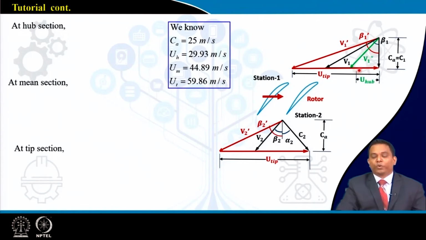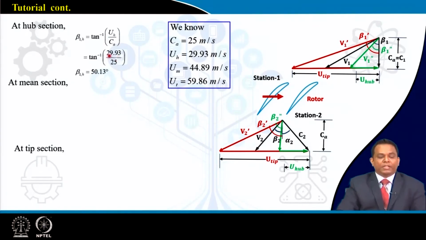So in order to realize that part, at hub station I need to calculate what will be my peripheral speed. That's what we have calculated. So based on that, my angle at the entry is tan inverse of U by Ca. This U is known to me. Ca is given 25 meter per second. So my beta 1 at the hub is coming 50.13 degree.